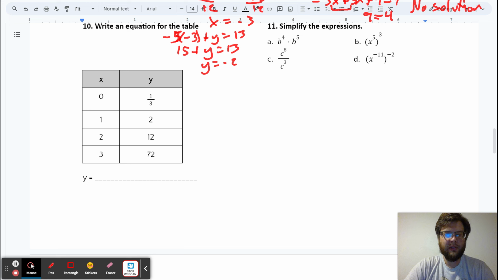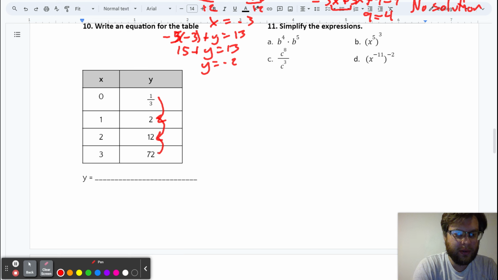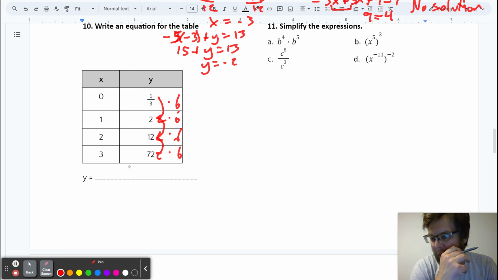Okay, number 10, write an equation for the table. One thing you might notice is that this table is not going up in a straight line. In fact, to get from one number to the next number, it's multiplying by 6 each time. If you ever have a hard time thinking about that multiplier, you can take a later y value and divide by an earlier y value.